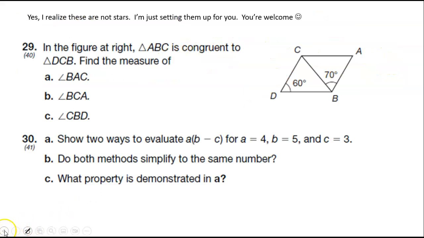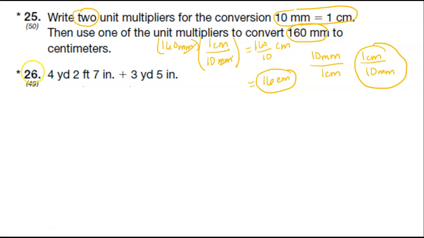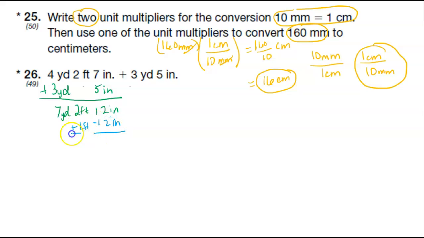Change colors. Okay. And I'm going to add this vertically. So I have 3 yards and 5 inches. So that's 12 inches, 2 feet, and 7 yards. So 12 inches is 1 foot, so I can subtract that and add a foot. That gives me nothing here but 3 feet and 7 yards. 3 feet is 1 yard, so I can subtract that and add 1 yard. That goes away. This is 8 yards.